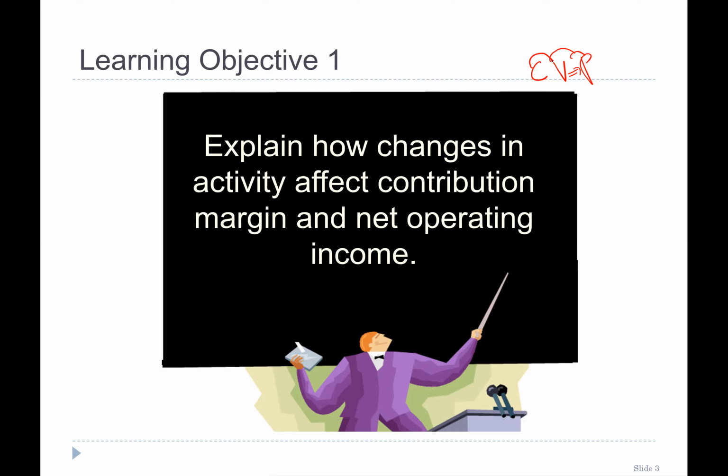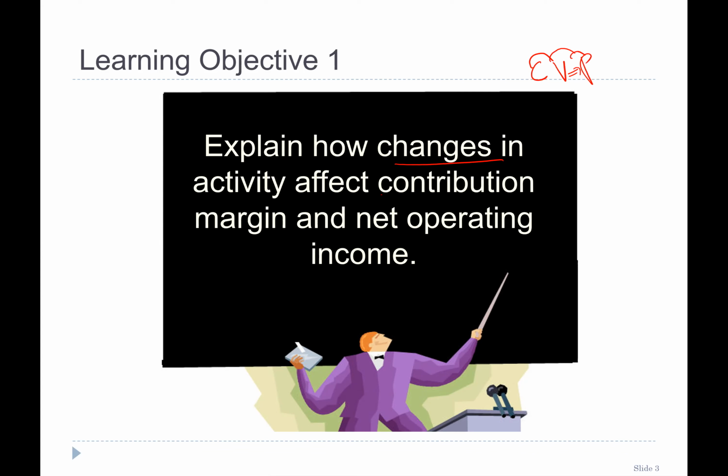So our first learning objective is, excuse me, any question? Okay. So our first learning objective is to explain how changes in activity affect contribution margin and net operating income.